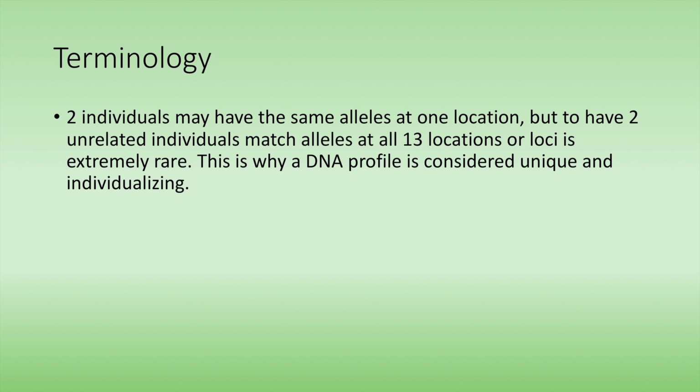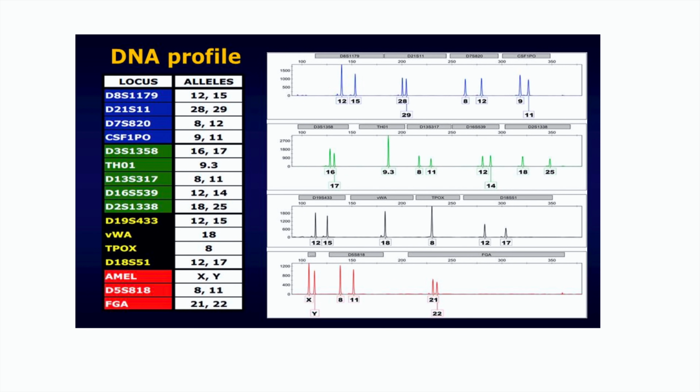Also, two individuals may have the same alleles at one location, but to have two unrelated individuals match alleles at all 13 locations or loci is extremely rare. This is why a DNA profile is considered unique and individualizing. Here's an example of an electropherogram, and this is what a DNA profile looks like on a computer-generated form. And this data is what the analyst uses to do their comparisons. They will compare crime scene sample profiles with reference sample profiles.